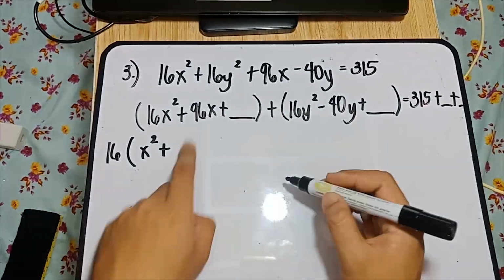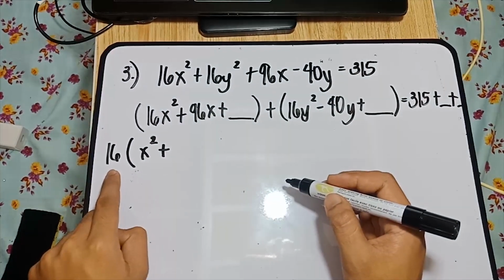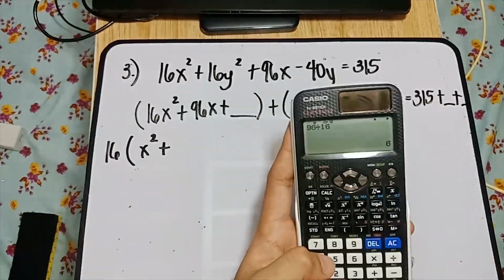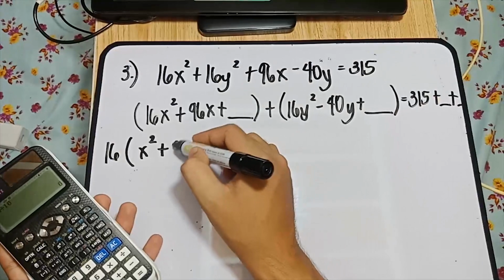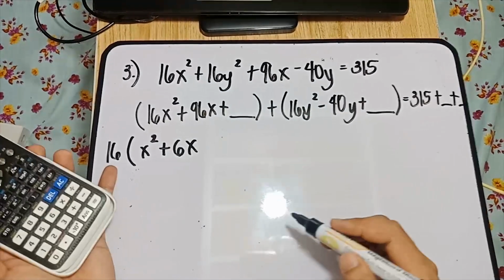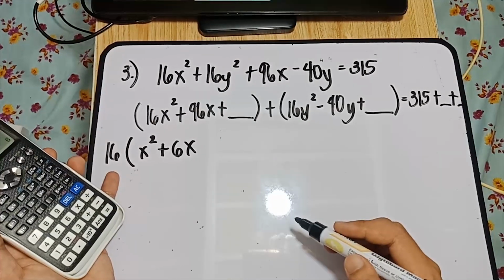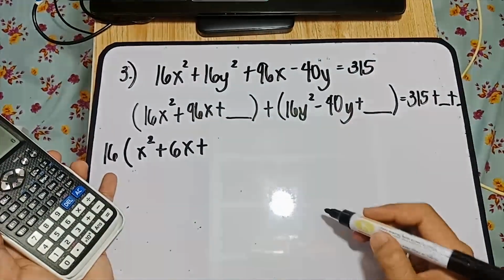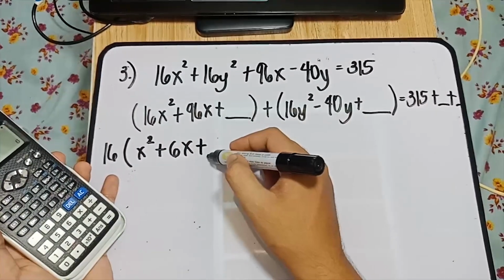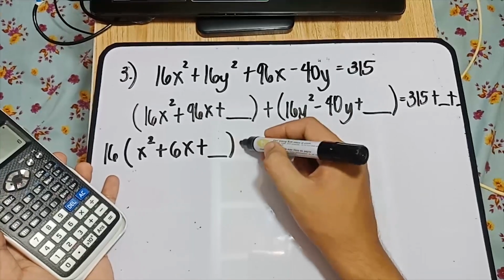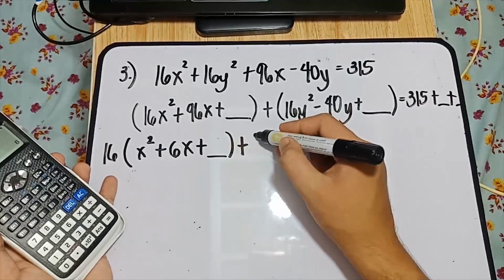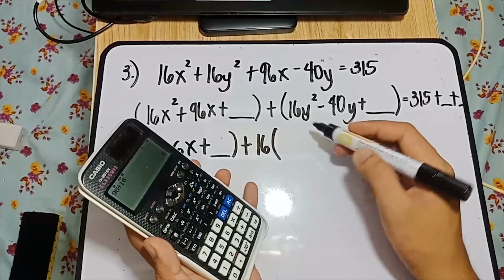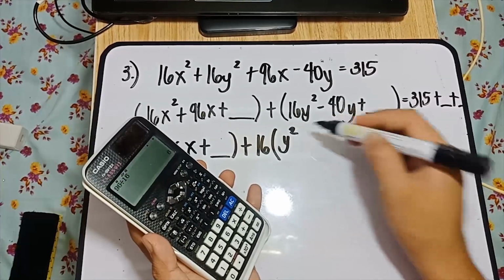Plus, 96 divided by 16, that is 6. So, 6 na lang matitira dito, kasi nga, nilabas ko yung 16, yung common factor nila. Plus, nilabas ko ulit yung 16. So, ang matitira, 16 divided by 16, that is 1. So, y squared na lang ito.